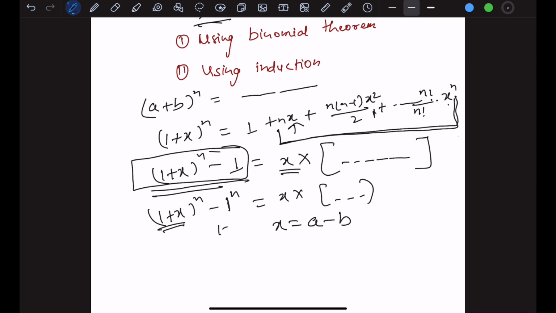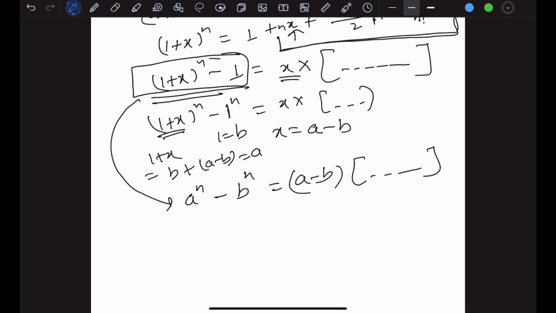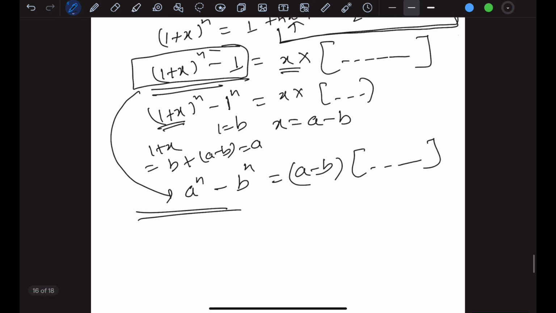If we put 1 equal to b, and our 1 plus x will be 1 means b plus x means a minus b, which is a, right? So basically it's a to the power n minus b to the power n equal to a minus b into all the terms. This means a to the power n minus b to the power n is a multiple of a minus b. What we have done here, we can do in a little different way.